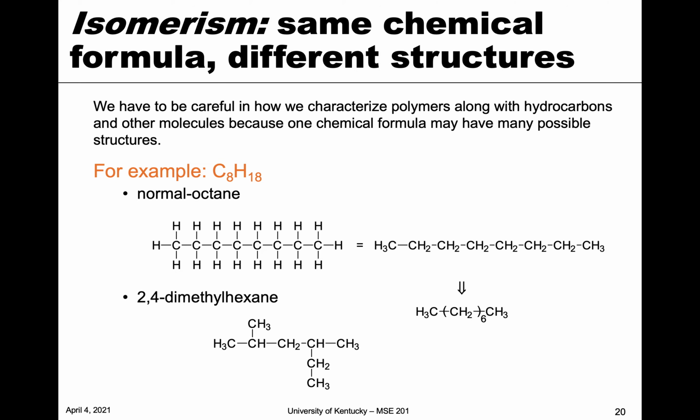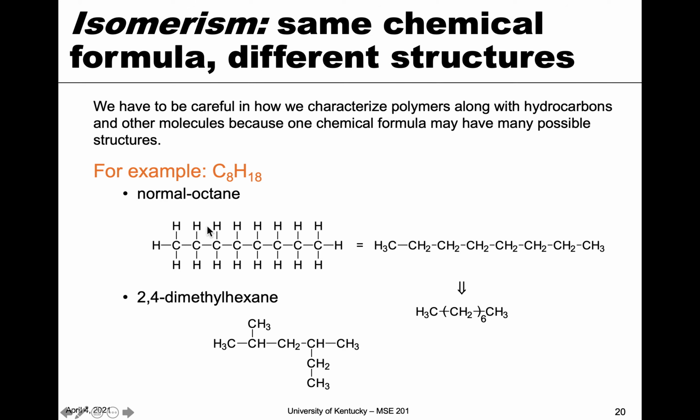And so it's important to keep in mind that when we talk about polymers, the chemical formula alone is not super useful. The reason I say this is because we have something called isomerism. This is where we have the same chemical formula, but we can have different structures. So for an example, if we look at C8H18, we can have multiple things that have the same chemical formula.